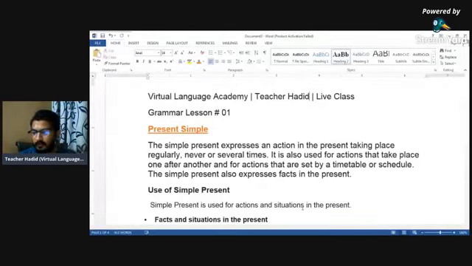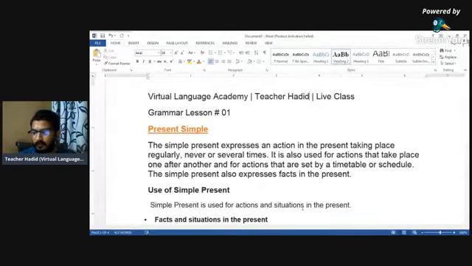Since it is the first class of our grammar session, today I'm going to start with the present simple tense, and I'm going to discuss where to use it. First of all, we will discuss the application of the present simple tense, then we are going to practice some sentences, and then we will wrap up this session.